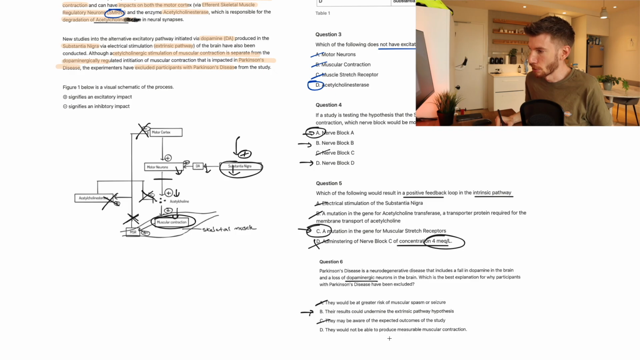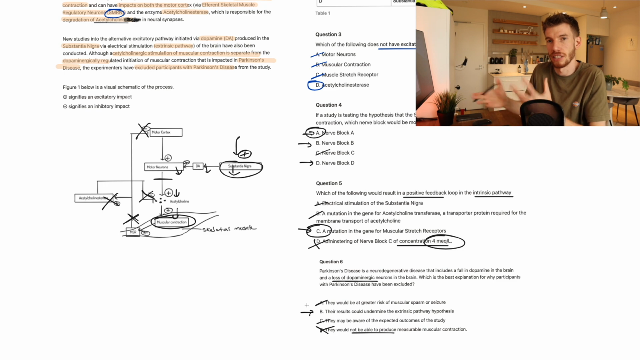And then D, they would not be able to produce measurable muscular contraction. So that would be assuming that they have zero opportunity for it. So one, they can produce muscular contraction through the intrinsic pathway anyway, but more importantly, through stimulation, it's just a loss of dopaminergic neurons. It doesn't mean no dopaminergic neurons. They would just have a depressed impact. So that one says not be able to, that's out. Often a good way to go through multi-choice questions is avoid any kind of absolute or extreme statements. They're usually too simplistic. The ones that are a little bit more complex or have contingencies on them are usually the better ones. And then heading into the last one.